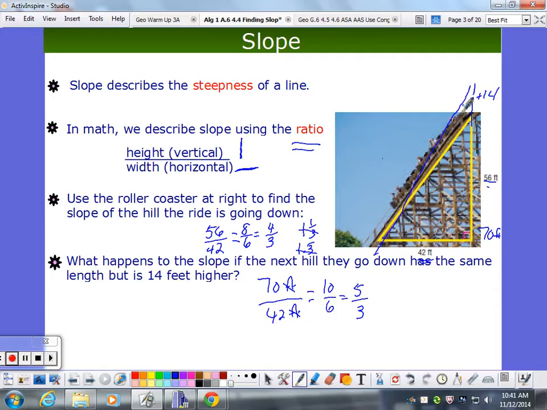So let's think about this. That hill is steeper, isn't it? Yeah. Which hill is scarier? The first hill, or the next hill, the one where you're 14 feet higher? Next one.